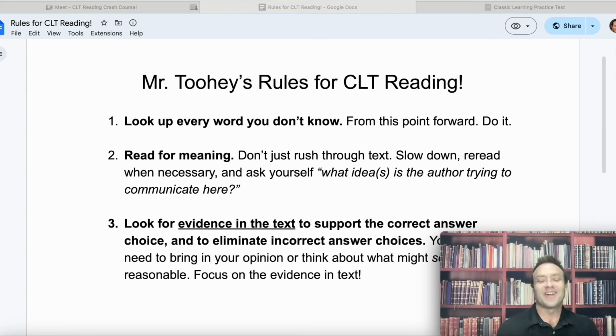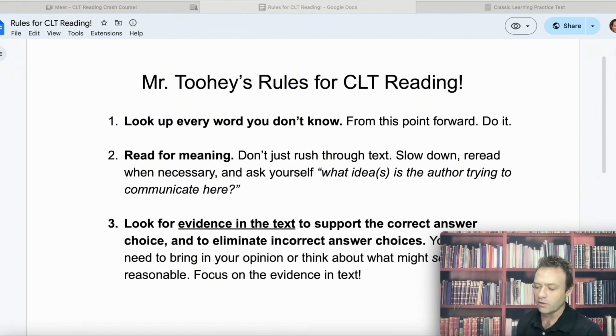Appreciate it. All right, so I've been meaning to get around to this for quite a while, the CLT Reading and Writing Crash Course. We've done the CLT Math Crash Course. I've had a lot of students take that and get some good results from it. Michael's actually taken the course as well, but it's time to do CLT Reading.